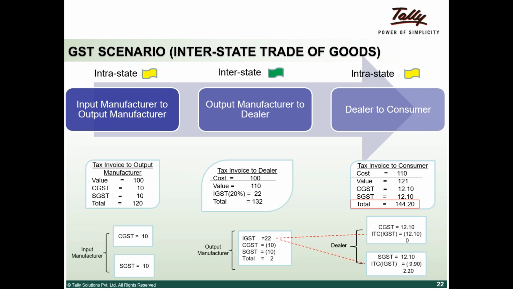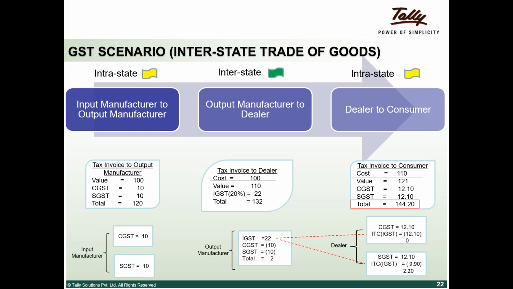Okay. Last level of the transaction is intrastate. The dealer sells it to the end consumer. His value is 110 because he purchased at 110. He does a value addition of 10%. It may be value addition or a profit, whichever way you want to take it. So it becomes 121.